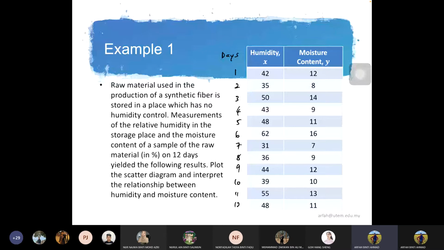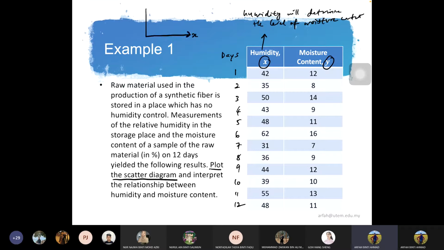And it is known dia humidity X, humidity will determine the level of moisture content. So humidity will be your X and moisture content will be your Y. So kita nak buat plot, so dia kata plot the scatter diagram. Meaning that you want to plot X in here as your humidity and Y over here as your moisture content. Okay. So from here, buatlah plot dia. So tengok dia punya relationship. So cuba buat this one by using Microsoft Excel. Key in data and then just plot directly using Excel.